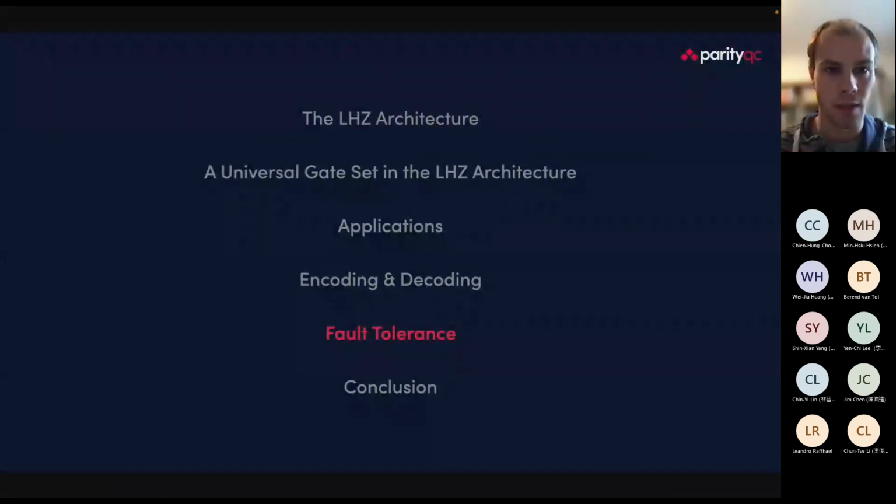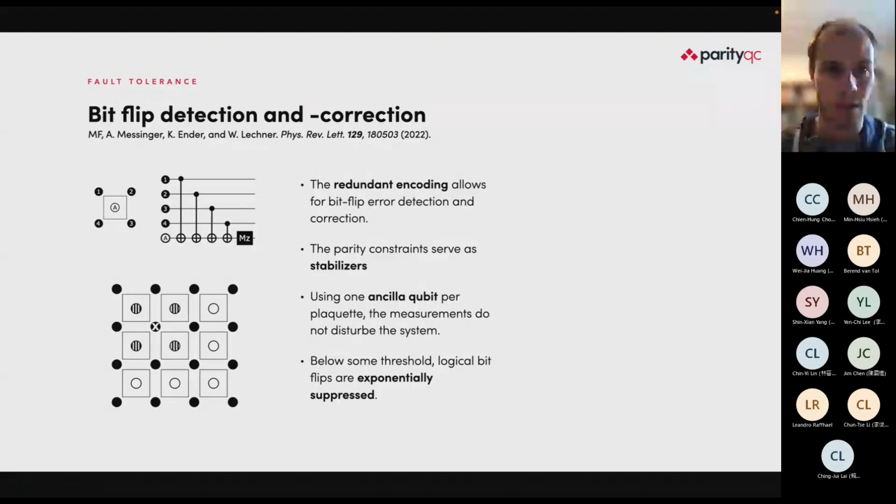Right, and then at the very end, maybe just a very short remark on fault tolerance. What I told you in the very beginning is that we have much more physical qubits than logical qubits, actually quadratically more. And therefore, we have a redundant encoding of information, and we can use this redundant encoding and this redundant information to allow for bit flip error detection on the one hand, and also correction on the other hand.